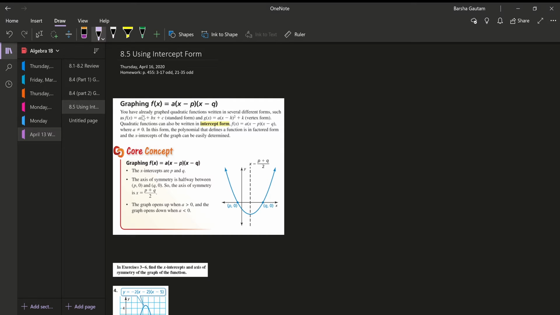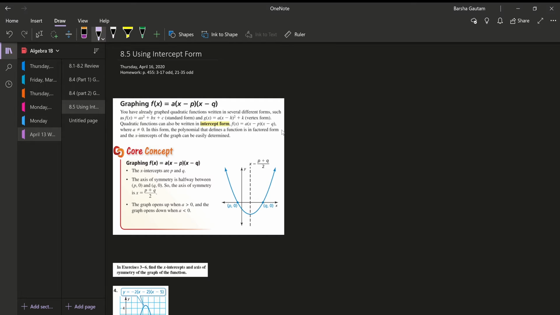So you have already graphed quadratic functions written in several different forms, such as f of x equals ax squared plus bx plus c, which is standard form, and g of x is equal to a times x minus h squared plus k, which is vertex form. Quadratic functions can also be written in intercept form. f of x is equal to a times x minus p times x minus q, where a cannot be equal to 0.